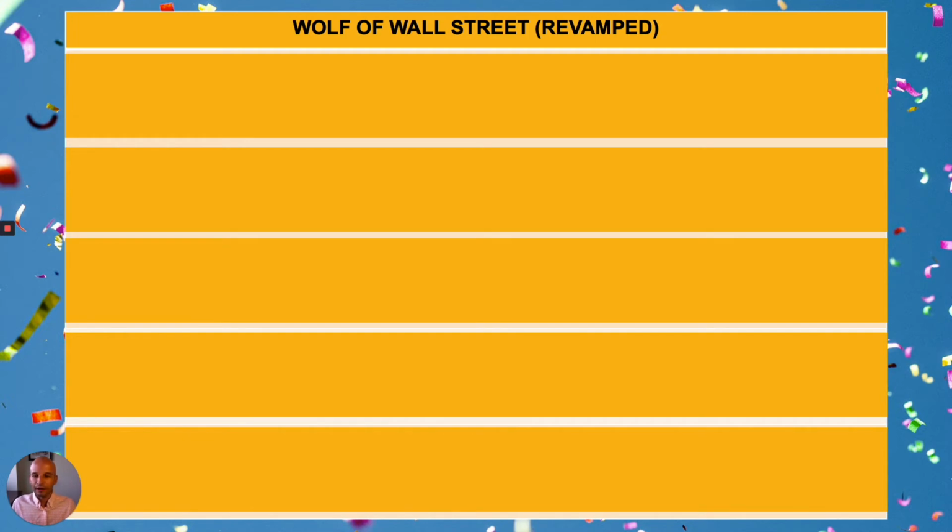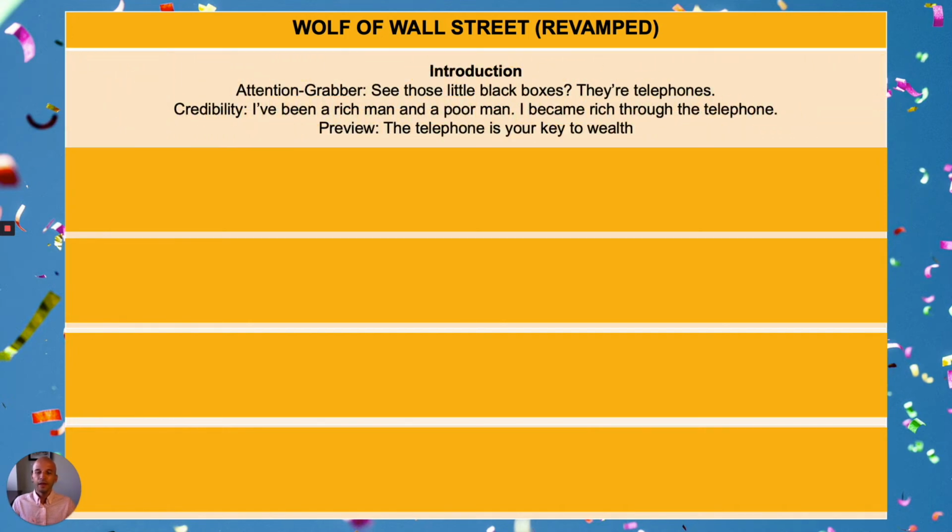what I did here is I took that speech and just recasted it in Monroe's Motivated Sequence structure so you can see how well Martin Scorsese, the writer of that script, or was it Aaron Sorkin, one of the two, how the script writers did a good job with that speech. So the introduction was, see those little black boxes? Those are the telephones. And then Jordan Belfort established his credibility.